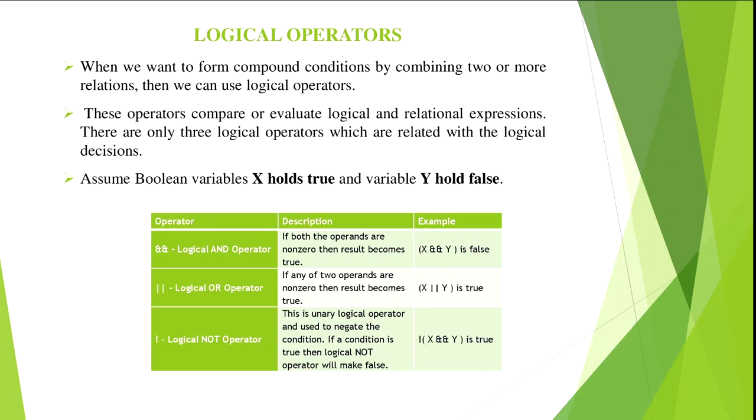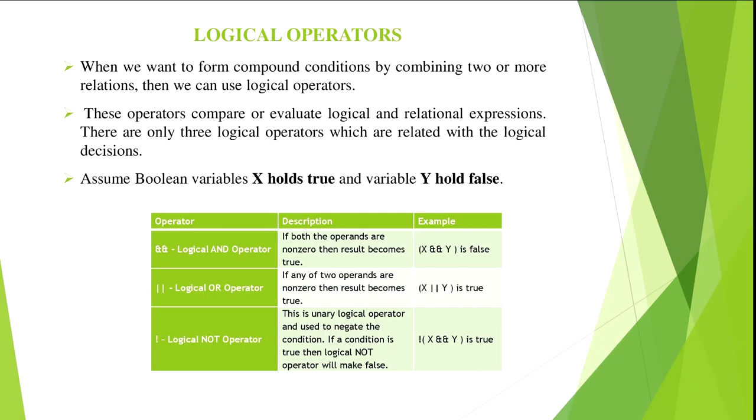When we get the result false, it is described in the description column. If both the operands are non-zero, then the result becomes true. That means if both the operands x and y are 1, then you will get the result true. Otherwise, you will get the result false. For 1 and 0, 0 and 1, and 0 and 0, you will get the result false.